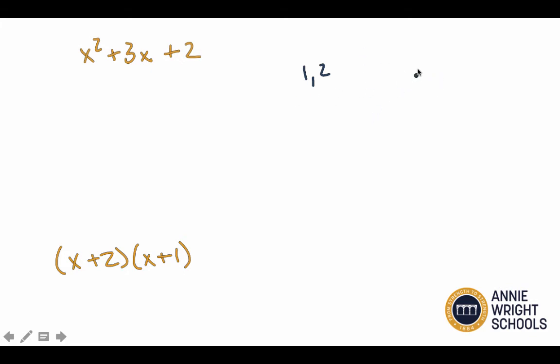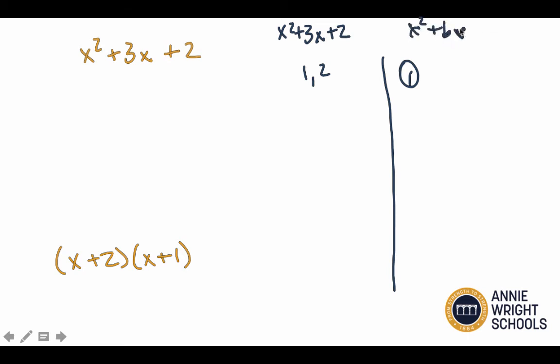The other thing I want you to do is show me you watched the video by writing a checklist. Number 1, you should say list the factors of the constant. So as we talk about x squared plus 3x plus 2, I want you to write it in general terms of x squared plus bx plus c. So you want to list the factors of c.